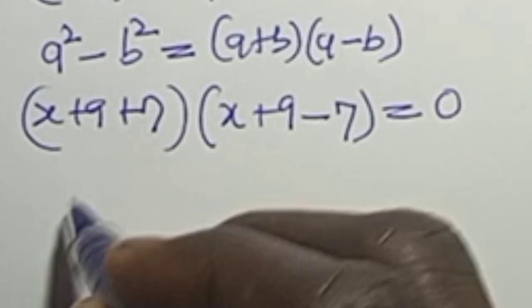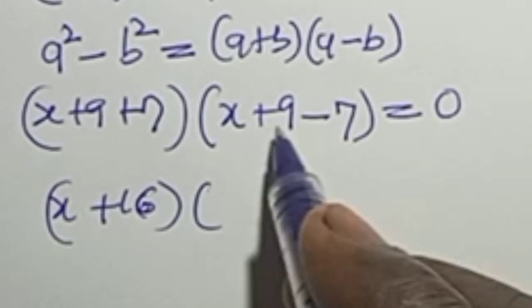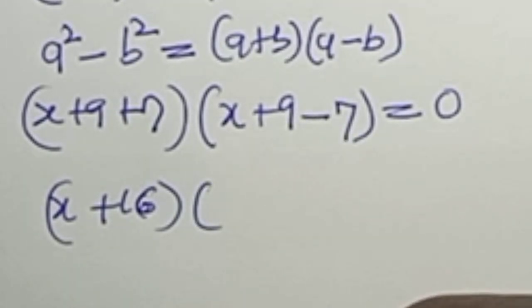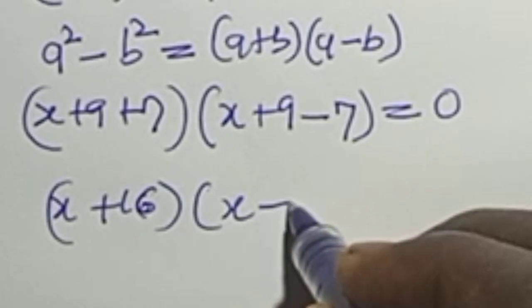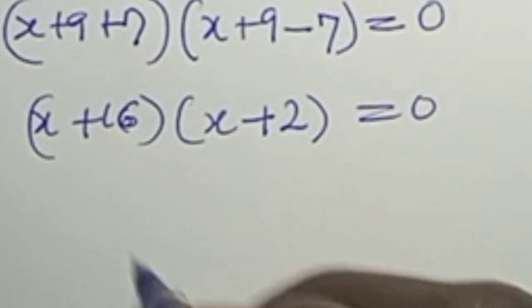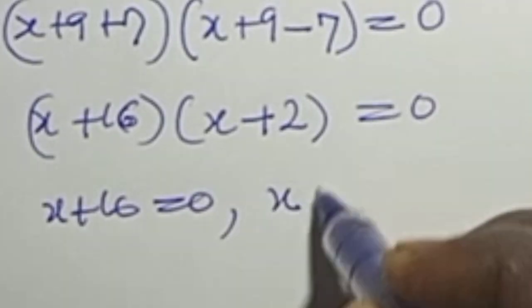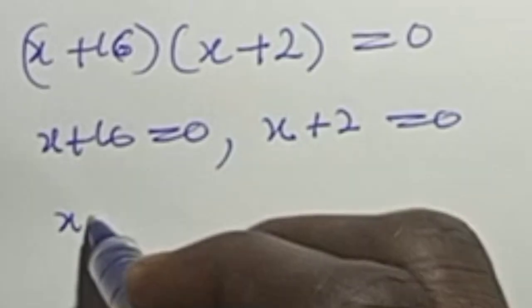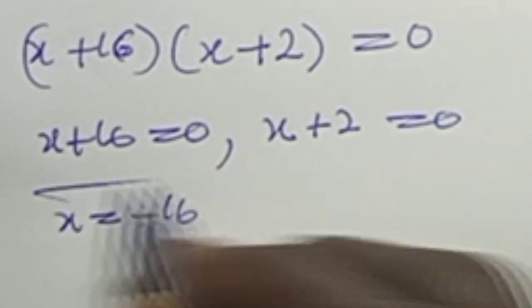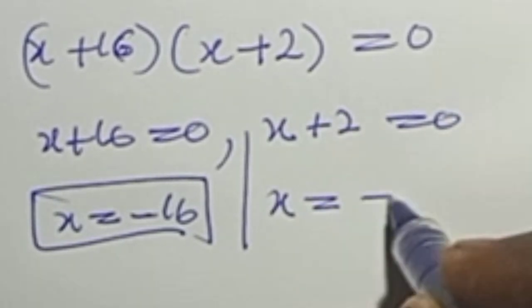9 plus 7 is 16, so we have s plus 16 times, and 9 minus 7 is 2. So it's left with s plus 2. If we close the bracket, it's equated to 0. So here we have two cases, and it says s plus 16 is equal to 0, or s plus 2 is equal to 0. So here we can have s to be equal to minus 16. And also from this side, s is equal to minus 2.